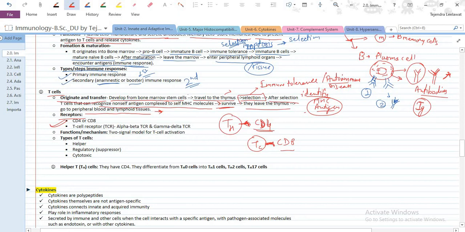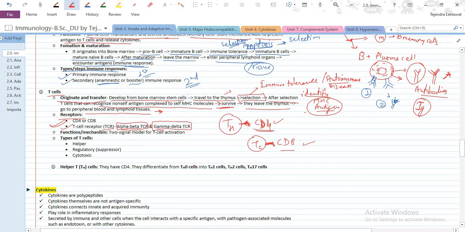But mostly, helper T cells have CD4 and cytotoxic T cells have CD8. So this is the clear-cut differentiation. T cell receptors are also present there. These are called TCR, and these TCR have two types of chains. One is the alpha beta type of TCR, and the second is the gamma delta type of TCR. And these names are given on the basis of its chains.